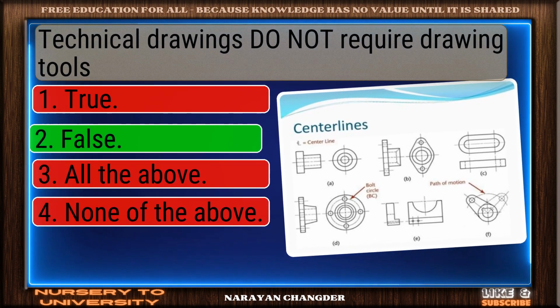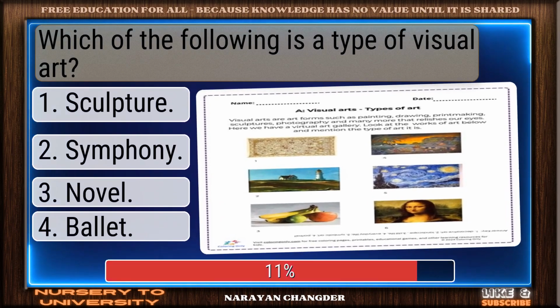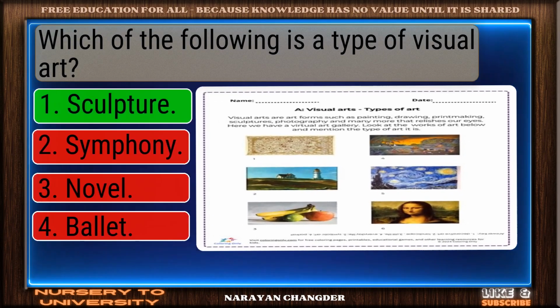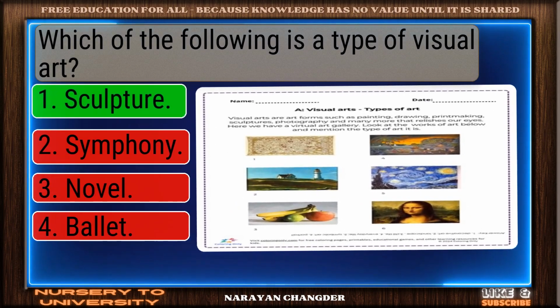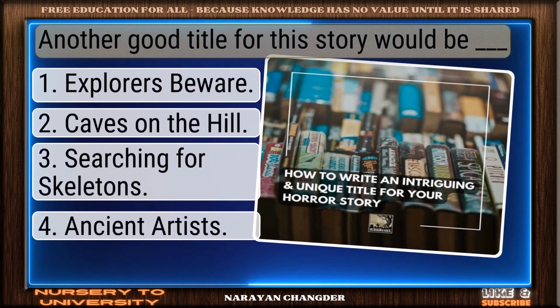Nicely done. False is a solid answer. Which of the following is a type of visual art? Correct. Sculpture is the right answer. Another good title for this story would be dash.